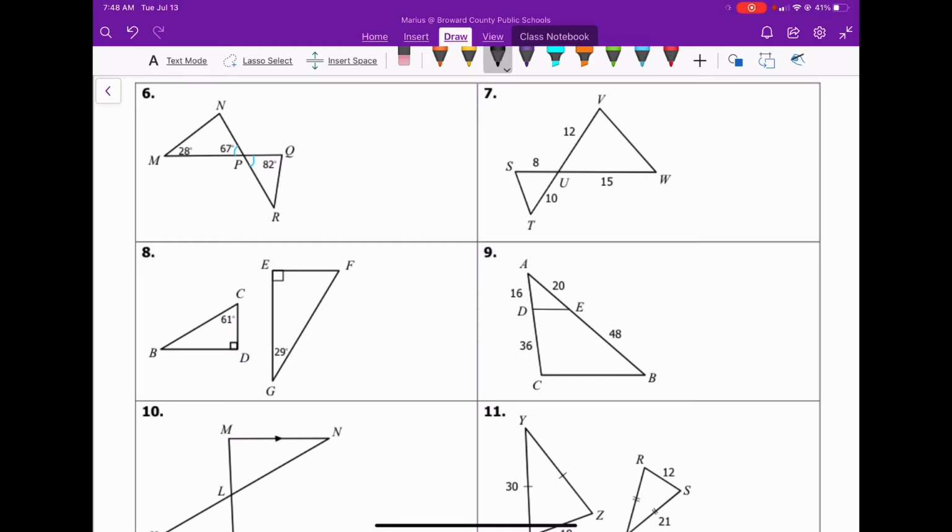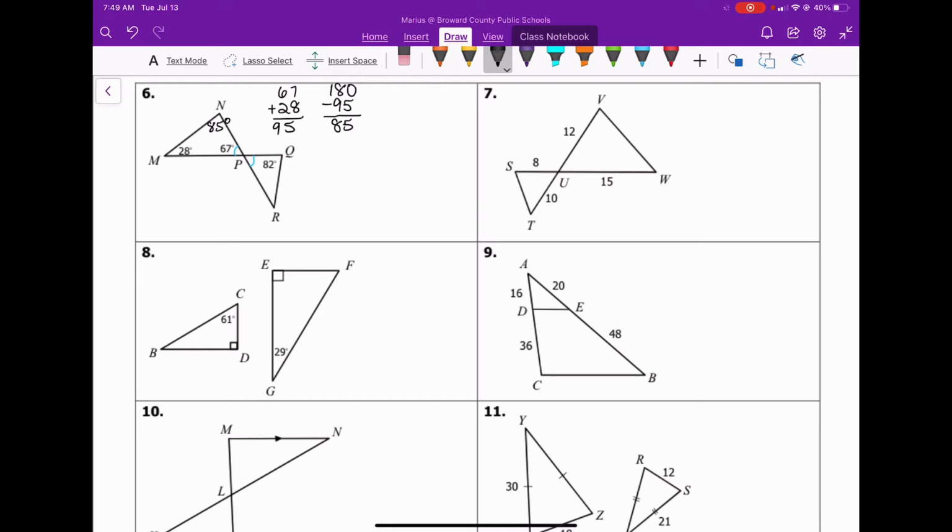So for the top triangle, 67 plus 28, oops. That's going to be 95, okay? And then we have to do 95 from 180, which is going to give us 85, okay? So this is 85. Now, when we look at the other triangle, so this is 85 degrees.